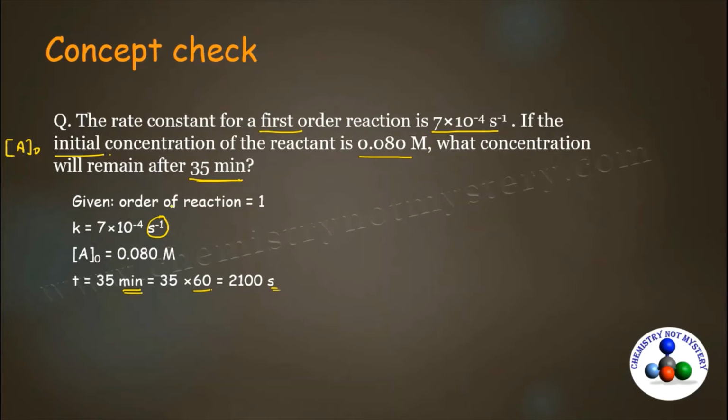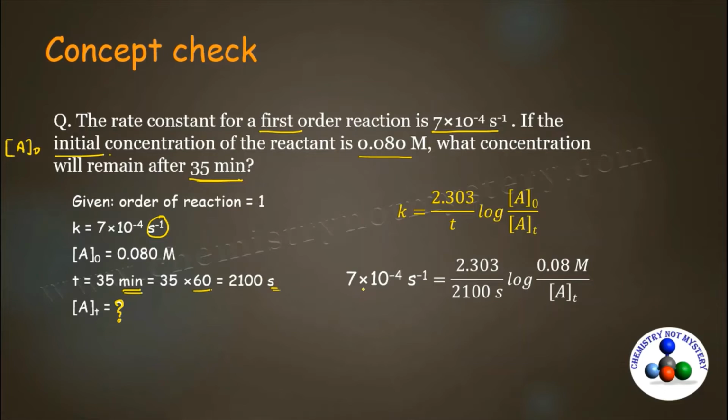Now we have to calculate the concentration remaining after 35 minutes, that is, we have to calculate At. We have the formula k is equal to 2.303 over t log A naught over At. Now place the values in this formula. So you will get 7 into 10 raised to minus 4 per second is equal to 2.303 upon 2100 seconds log 0.08 molar over At.